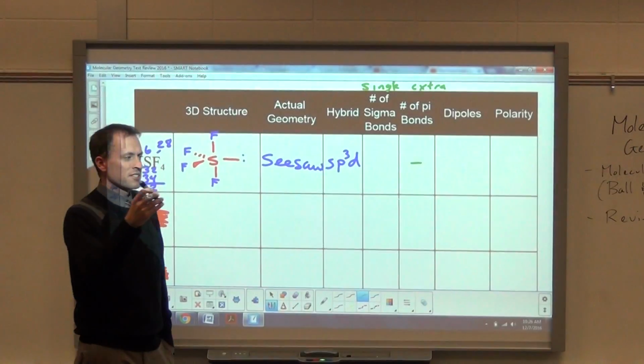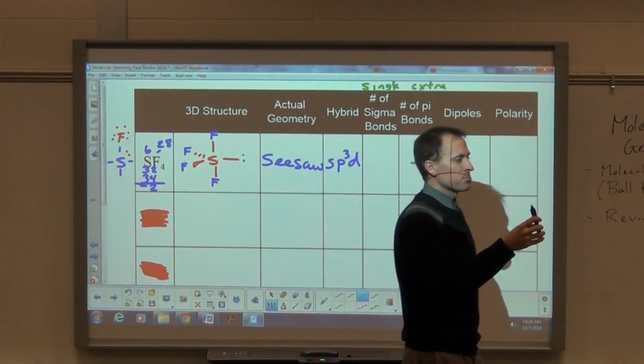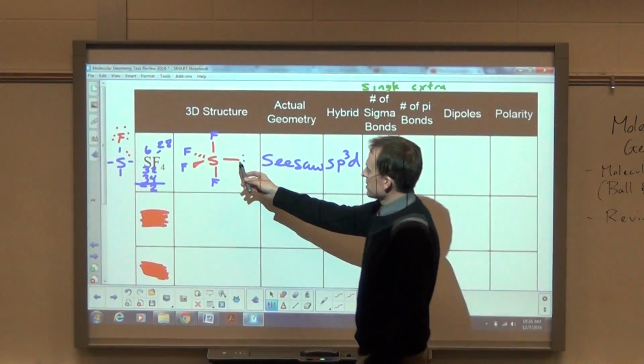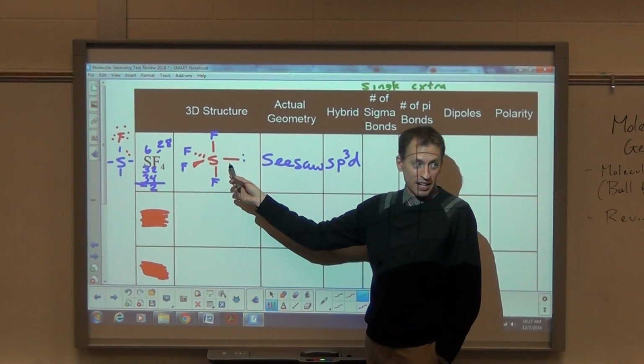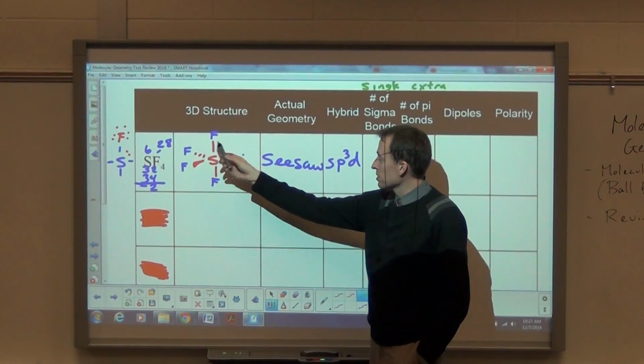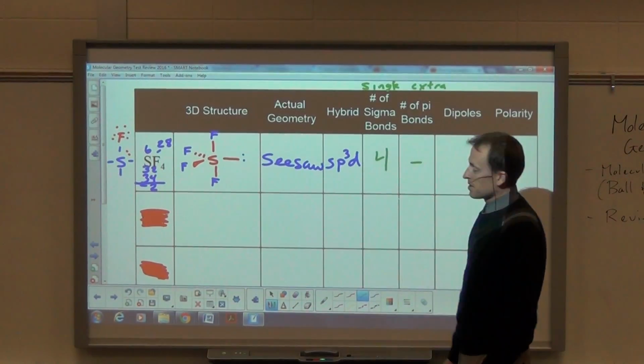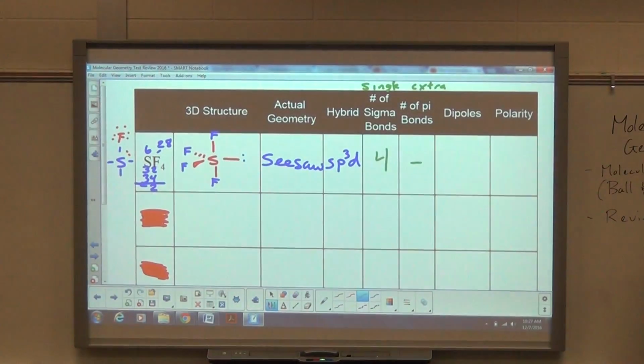A bond is a sharing of electrons between 2 atoms. So this is not an atom, so that is not a bond. So there are 1, 2, 3, 4. There are 4 sigma bonds. It's very important that you understand that it's only between atoms.